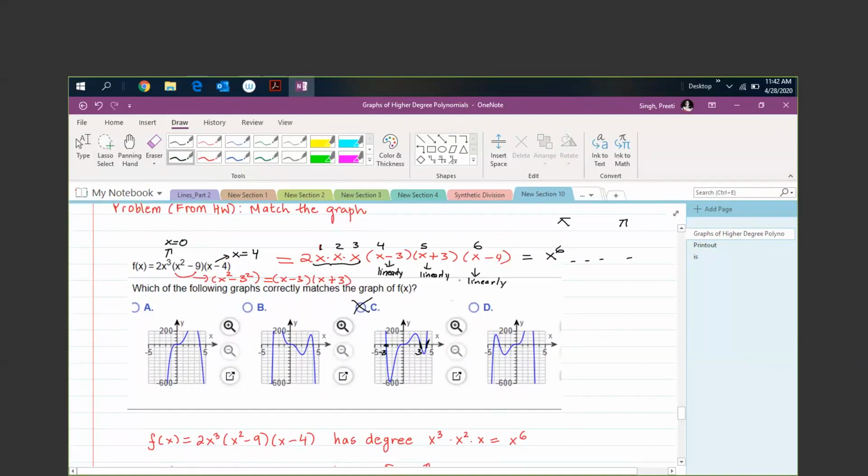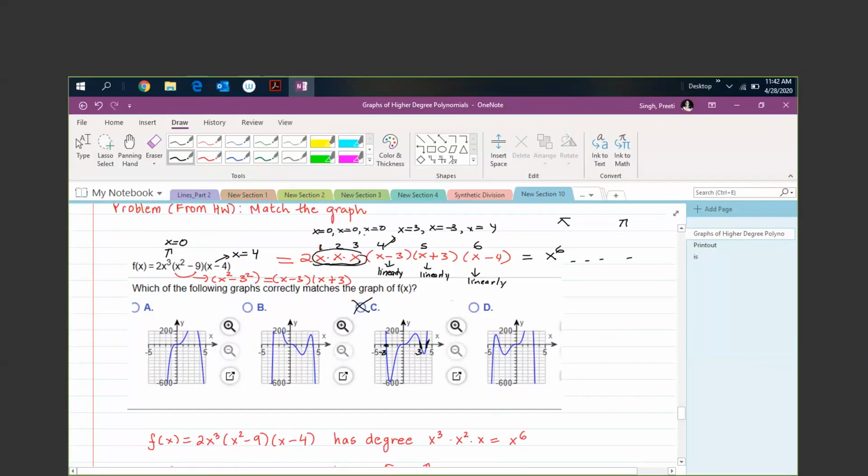Those are my intercepts. Those are my zeros. So x equals 3, x equals -3, and x equals 4. The other zeros are here, these three right here, x, x, x. This gives me x equals 0, x equals 0, and x equals 0.